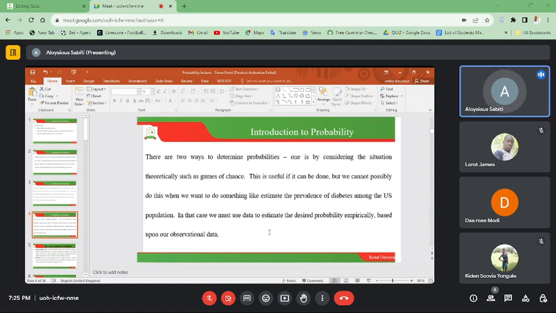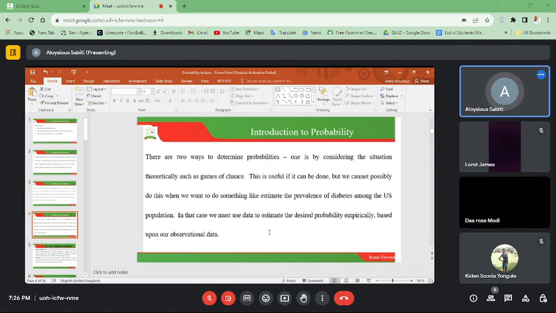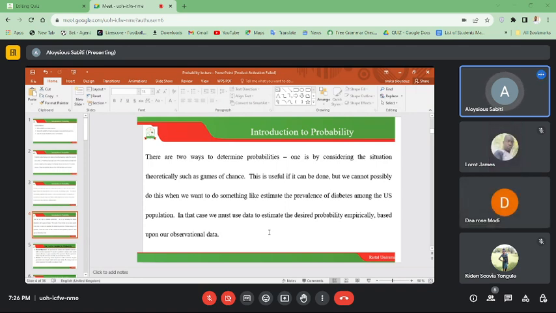There are mainly two ways to determine probabilities. One is by considering the situation theoretically, such as games of chance. This is useful if it can be done, but we cannot possibly do this when we want to estimate the prevalence of diabetes among the US population. In that case, we must use data to establish the desired probability empirically, based upon our observational data.